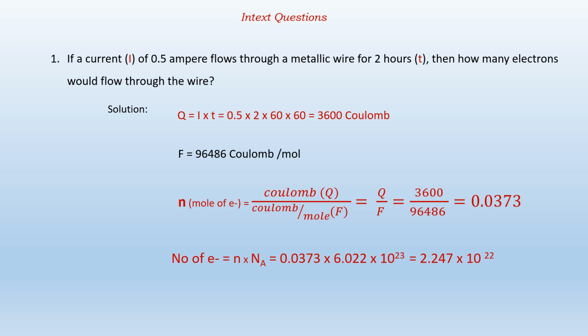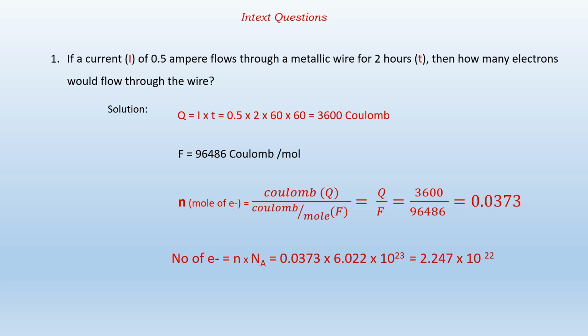Coming to the problem: if a current of 0.5 ampere flows through a metallic wire for 2 hours, how many electrons would flow through the wire? They have given the current and the time. What connects the current and time? Charge connects the current and time, and they are asking the number of electrons, right? Now you calculate the charge.